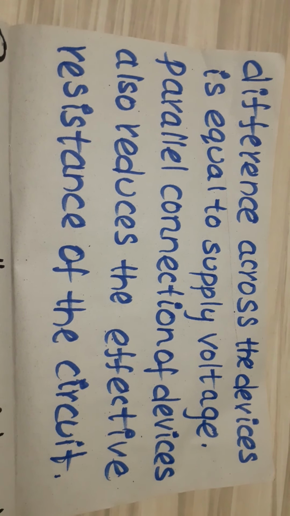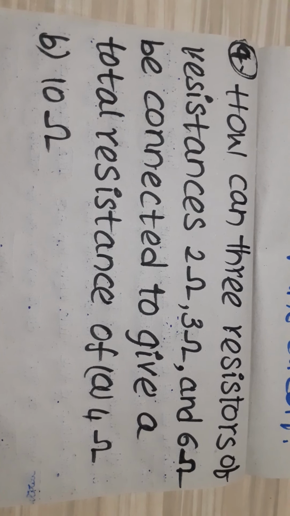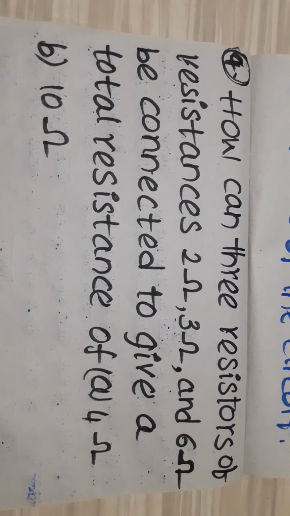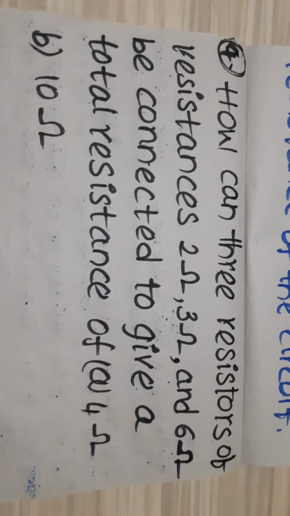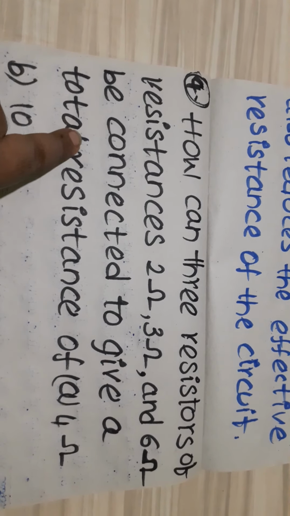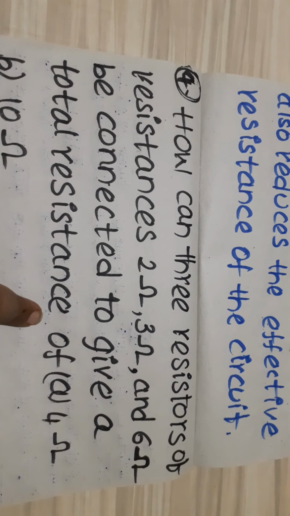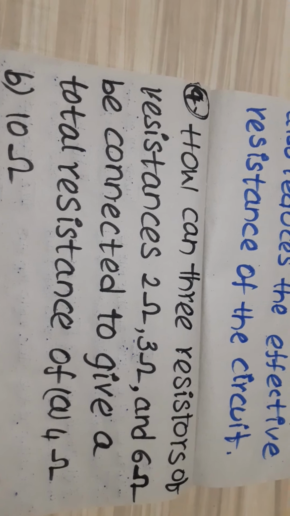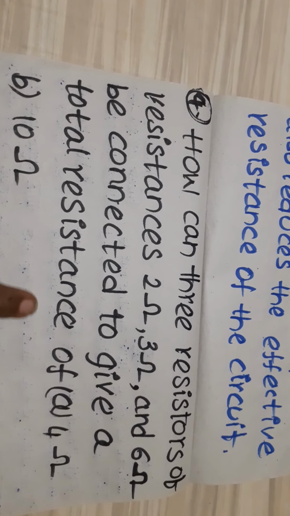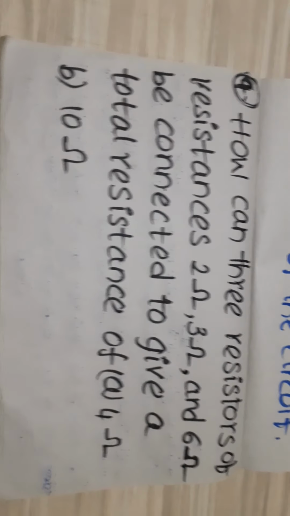Next question: how can three resistors of resistance 2 ohm, 3 ohm and 6 ohm be connected to give a total resistance of 4 ohms and 10 ohms? There are three resistors given: 2 ohm, 3 ohm and 6 ohm. When these three resistors are connected, the total equivalent resistance should be 4 ohms and 10 ohms. How are these values possible?